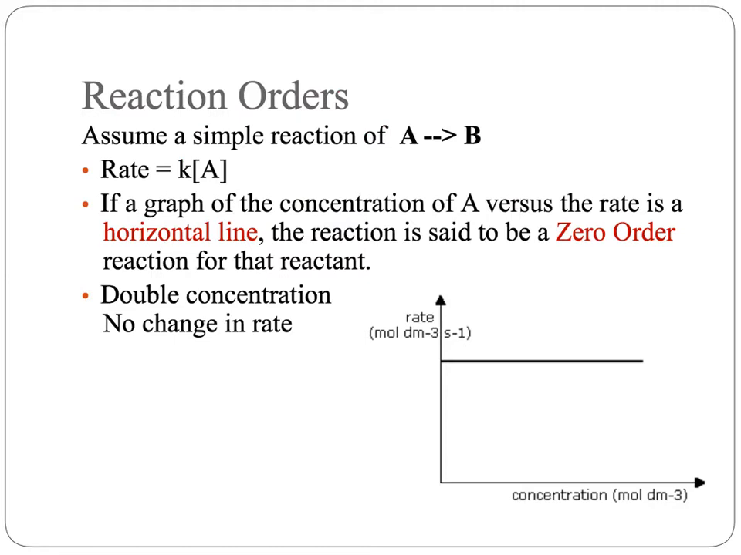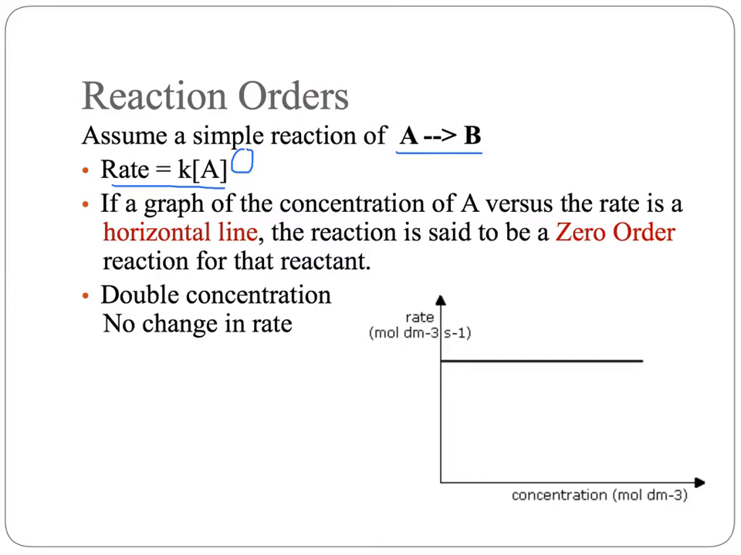And so let's start with this simple reaction. We have reactant A turning into product B. Can't get more simple than that. So we'd say the rate would be equal to the constant times the concentration of A times some order of reaction. How do we determine that order of reaction? Well, if you plot a graph of the concentration of A versus the rate, all determined experimentally, and find that the result in the graph is a horizontal line, the reaction is said to be a zero order reaction for that reactant.